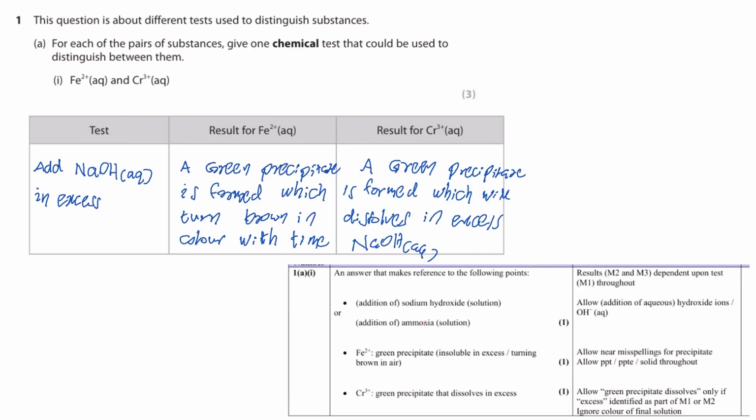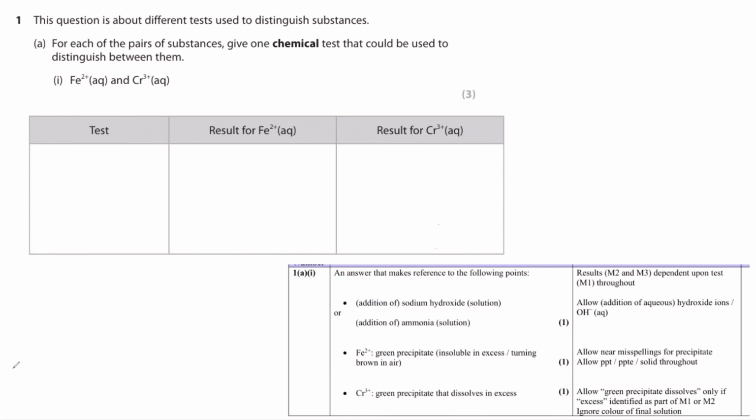Let's see. Addition of sodium hydroxide scores 1 mark. Green precipitate scores the 2nd mark for Fe2 plus ion. Chromium 3 plus ion, green precipitate that dissolves in excess. Yes, so we get full marks for this question. Right. Now let's go for the next part of this question.